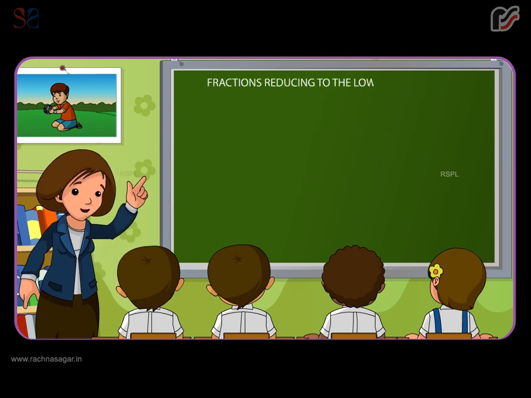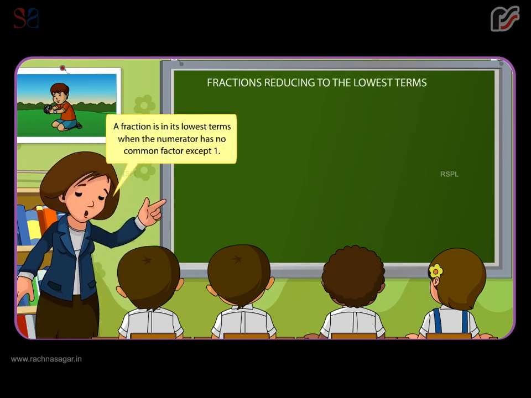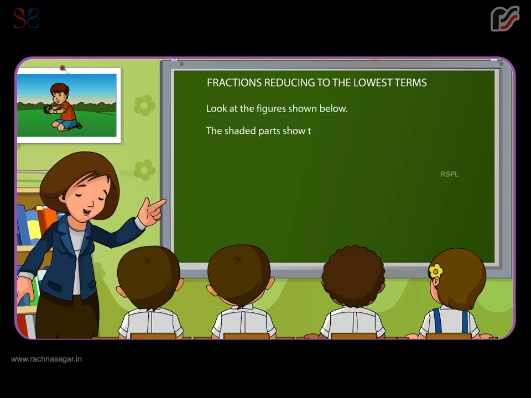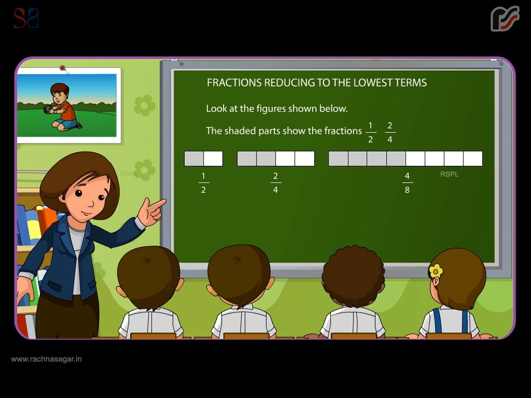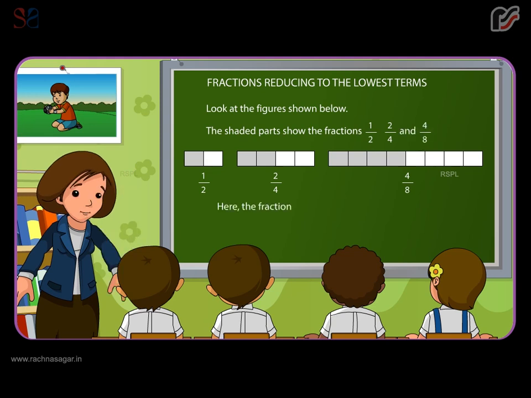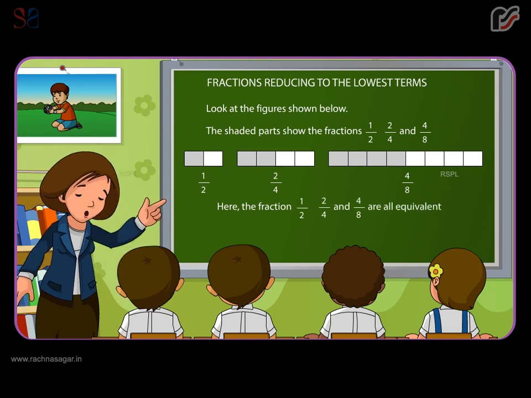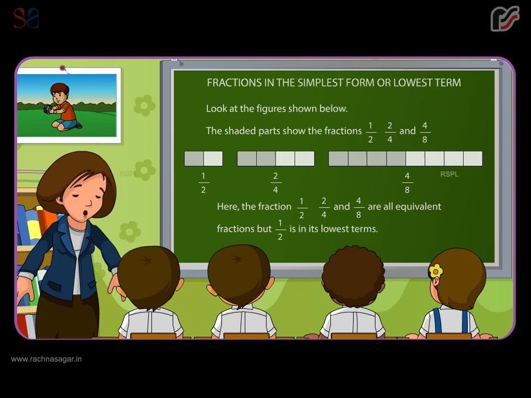Fractions reducing to the lowest terms. A fraction is in its lowest terms when the numerator and denominator have no common factor except 1. Look at the figures shown below. The shaded parts show the fractions 1 by 2, 2 by 4, and 4 by 8. Here, the fractions 1 by 2, 2 by 4 and 4 by 8 are all equivalent fractions, but 1 by 2 is in its lowest terms.